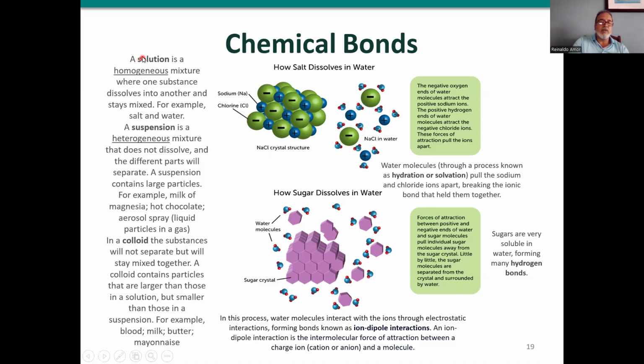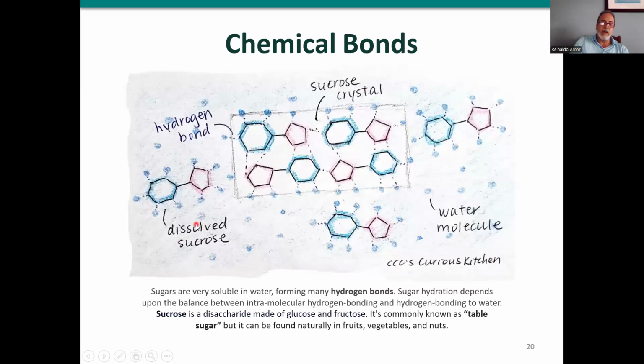So here's the difference between a solution, a homogeneous mixture, a suspension, a heterogeneous mixture, and a colloid. And it tells you here specific examples of what they are. You can read through it. A solution, by the way, is a mixture of a solute and a solvent. But it can be homogeneous, it can be heterogeneous, or it can be a colloid.